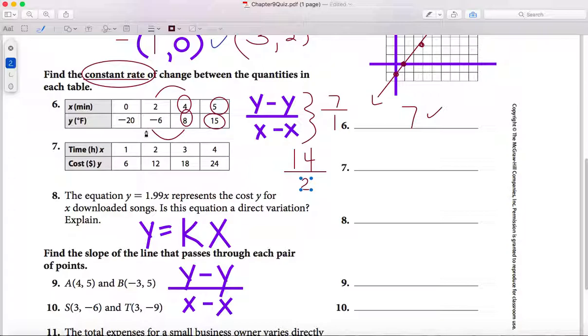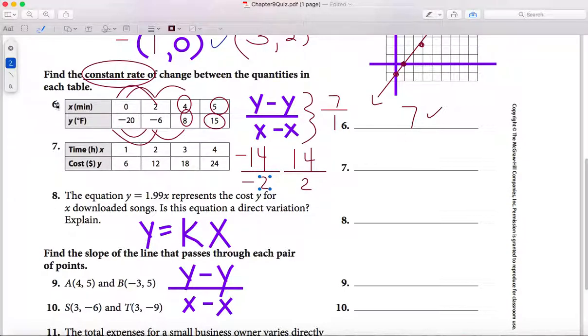One more, what's -6 take away -20? Actually, let's do this the other way. Let's take -20 take away -6. -20 take away -6 is -14, okay? And -14 over 0 minus 2. Notice if I go from -20 to -6, I have to go from 0 to 2. So just make sure you're doing it in the same order. So I still get -14 over -2, which ends up being a +7.